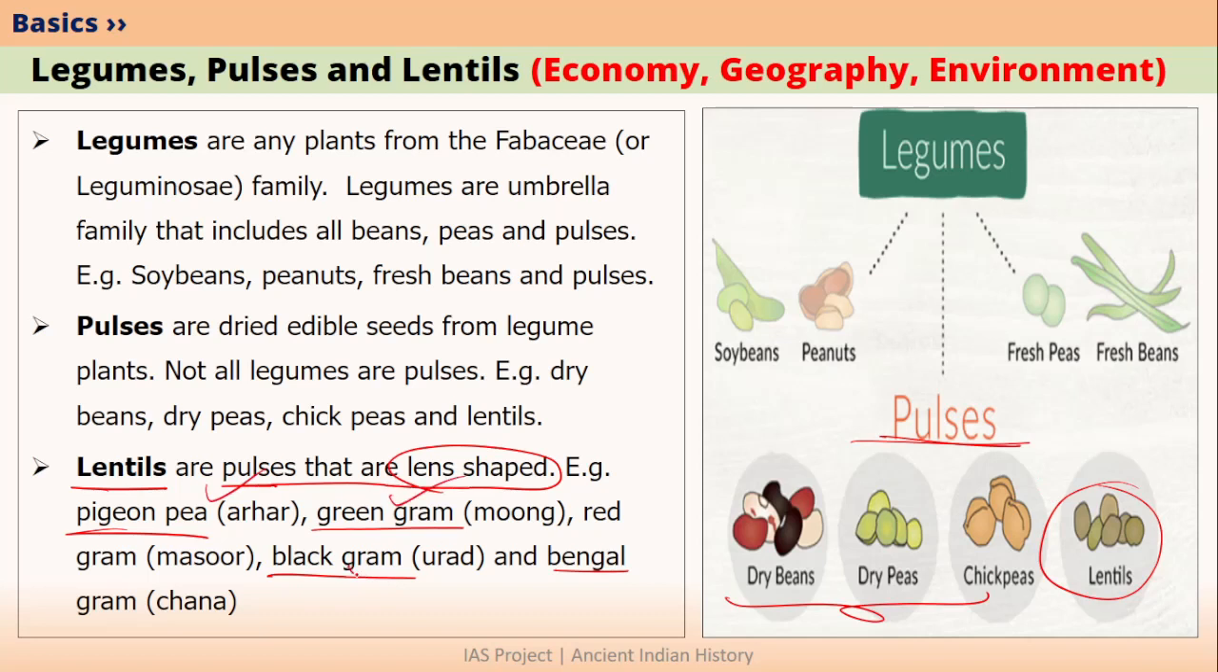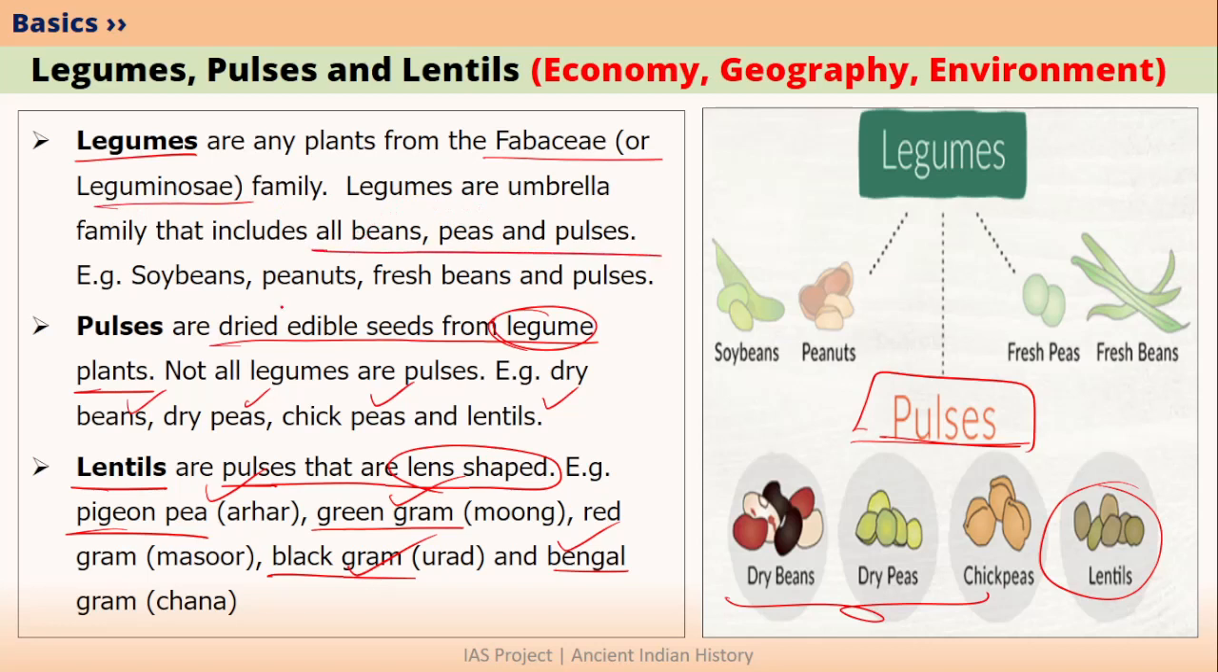Only these are lentils. So if we talk about pulses, pulses are nothing but dried edible seeds from legume plants. Examples of pulses include beans, dry peas, chickpeas and lentils. If we talk about legumes, then legumes are basically any plants from Fabaceae family or Leguminosae family. Legumes are basically an umbrella family that includes all beans, peas and pulses. For example, soybeans, peanuts, fresh peas, fresh beans as well as pulses are nothing but legumes.